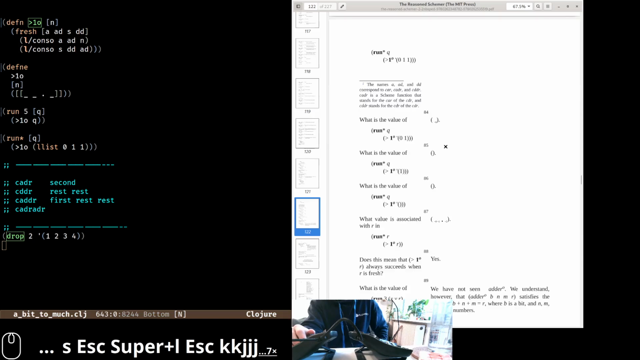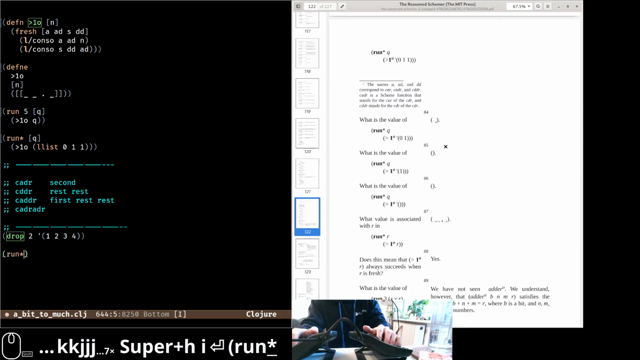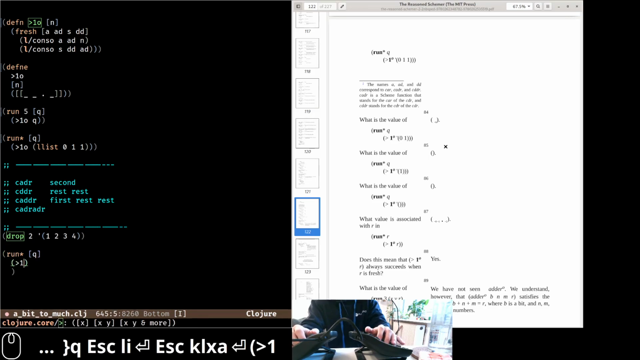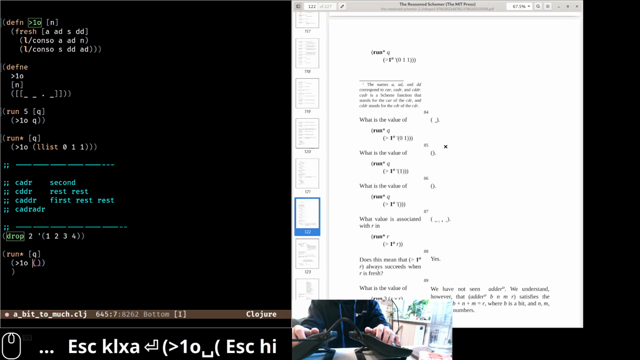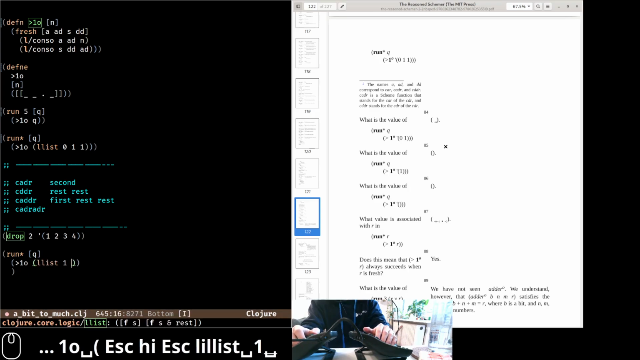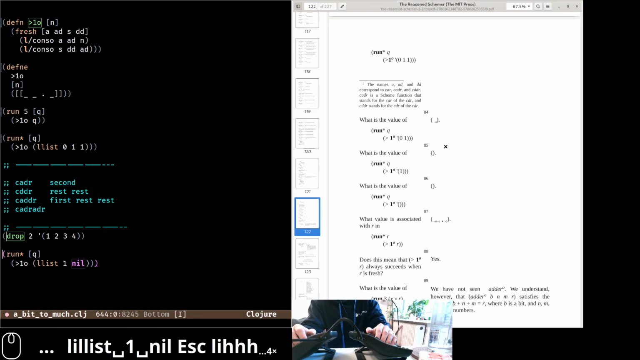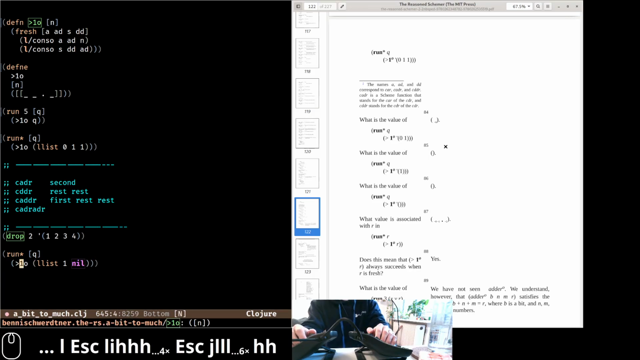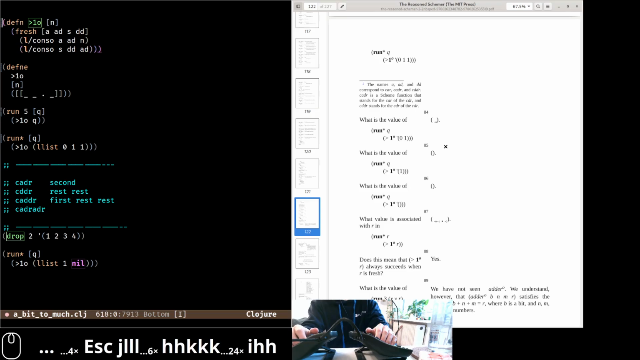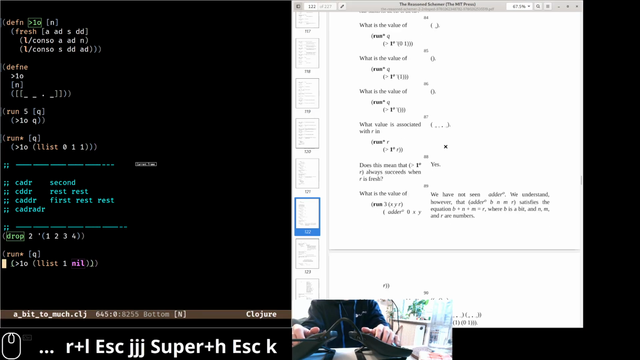Okay, what is the value of run star? Then anything? Oh yeah. Then say greater 1, no, and then the list with the element 1. This is just true. It's greater than 1. Oh, oops. Yeah, greater than 1 means it's at least 2. That was what we found out. So this will not succeed. It will not succeed. So the queue is never bound to anything. So the outcome is empty list.